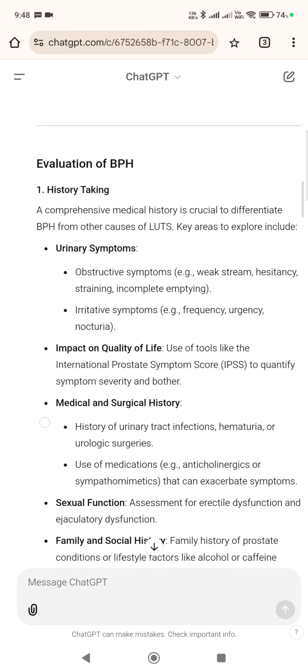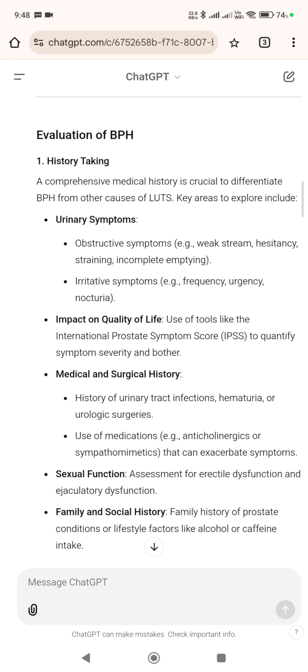Evaluation of BPH. 1. History taking. A comprehensive medical history is crucial to differentiate BPH from other causes of LUTS. Key areas to explore include urinary symptoms: obstructive symptoms, e.g., weak stream, hesitancy, straining, incomplete emptying; irritative symptoms, e.g., frequency, urgency, nocturia; impact on quality of life; use of tools like the International Prostate Symptom Score, IPSS, to quantify symptom severity and bother. Medical and surgical history, history of urinary tract infections, hematuria, or urologic surgeries.